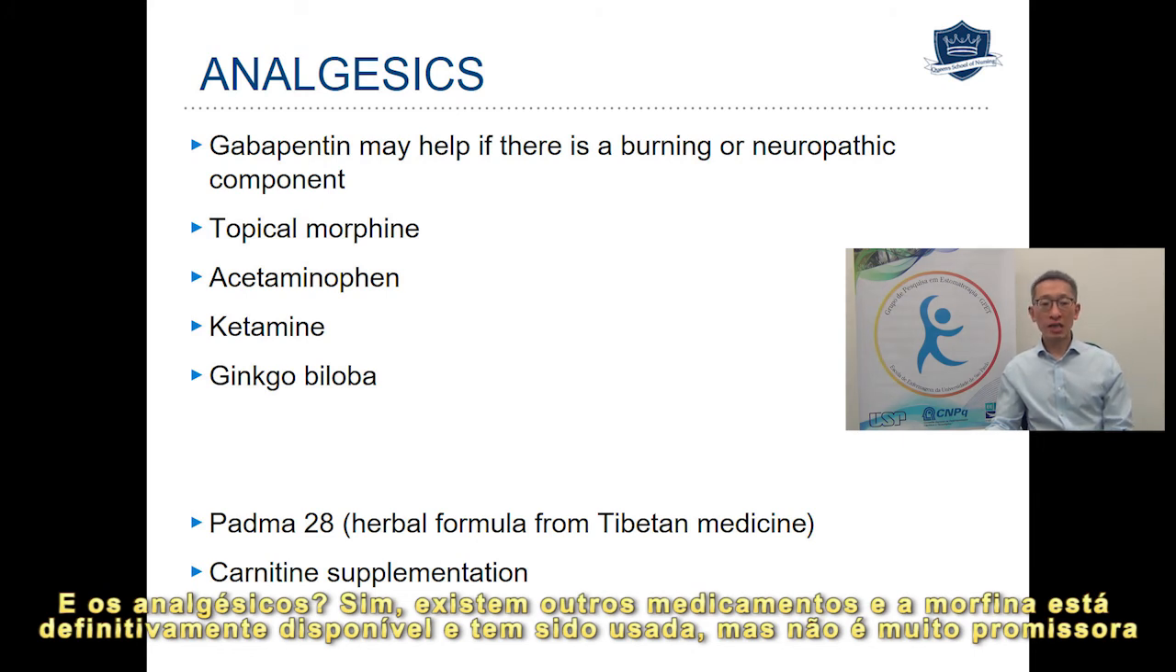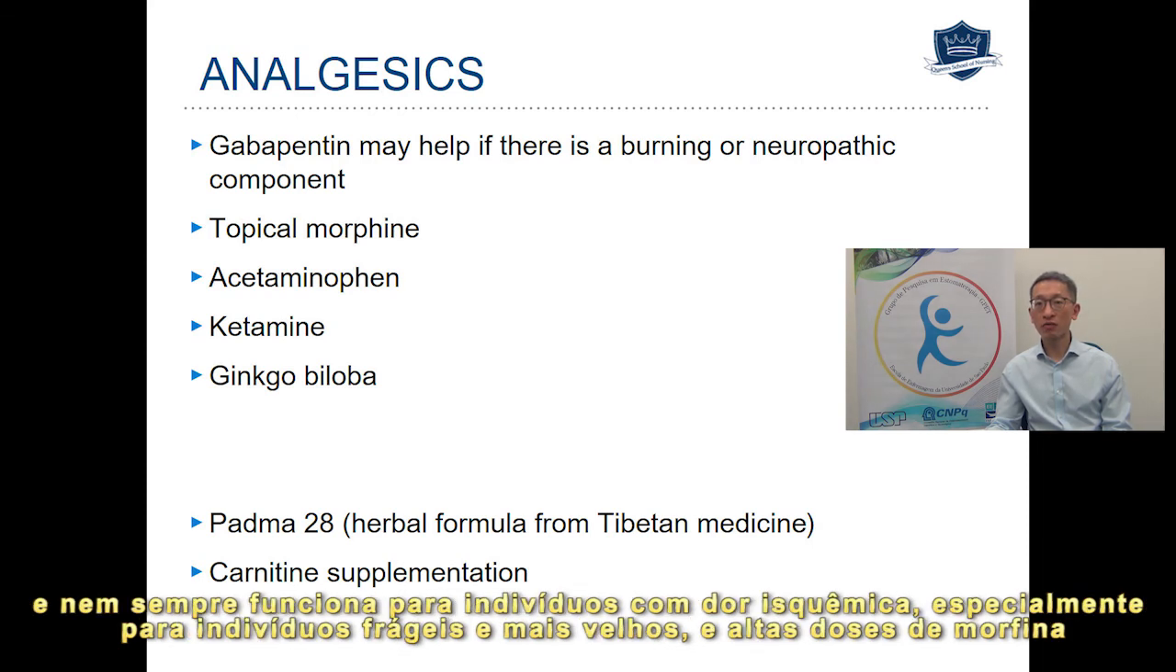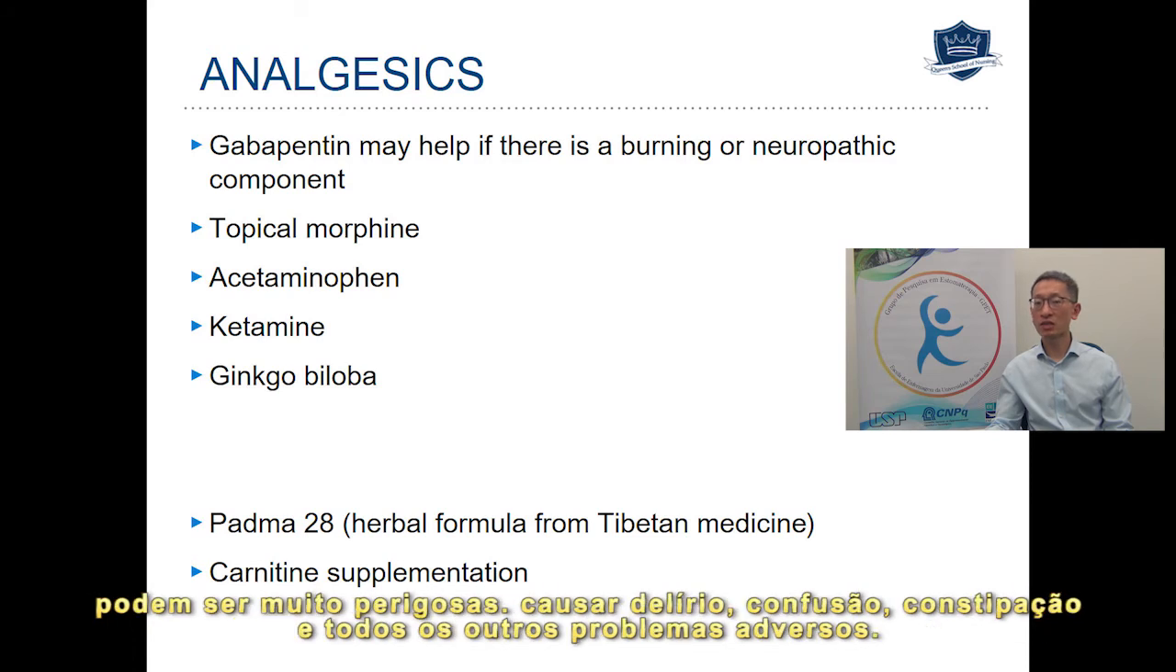What about analgesics? Yes, there are other medications, and morphine is definitely available and has been used, but it's not very promising and does not always work for individuals with ischemic pain, especially individuals who are frail and older. High doses of morphine can be very, very dangerous. That can cause delirium, constipation, confusion, and all the other adverse problems.